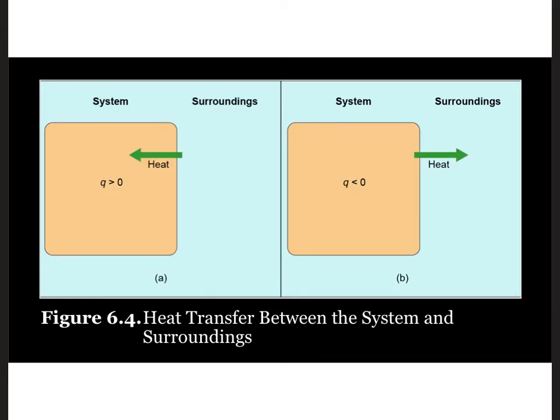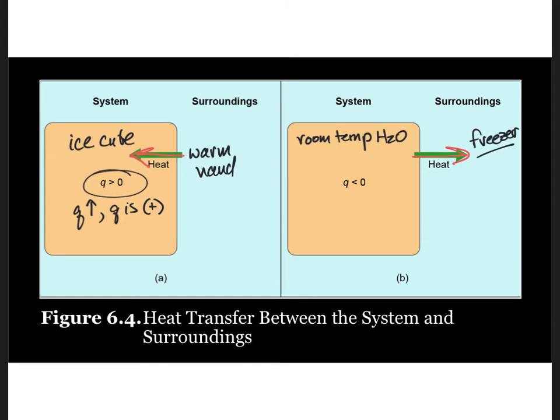We can use the same conventions for heat transfer. Suppose our system is an ice cube in Figure A. A person holding the ice cube will transfer heat into the ice, causing it to melt. So Q for heat is positive. A system, such as room temperature water placed in a freezer, can release heat to the surroundings, making the sign for heat negative, as in Figure B.